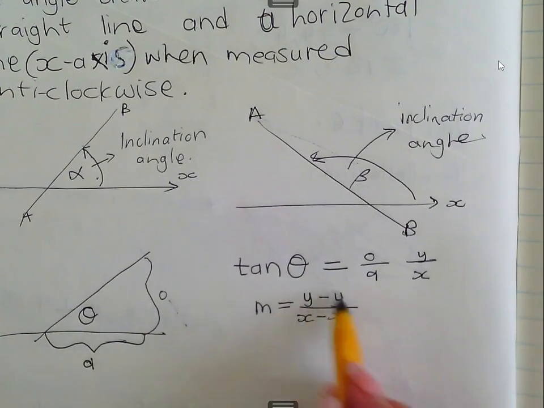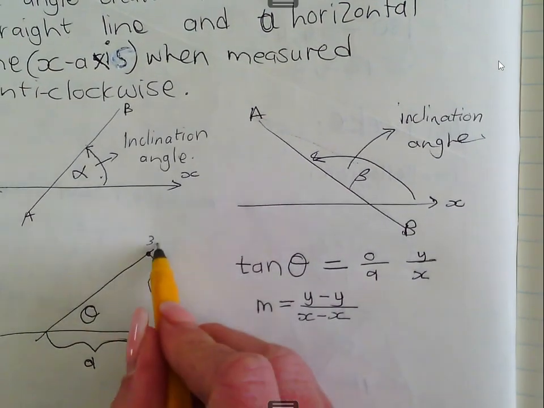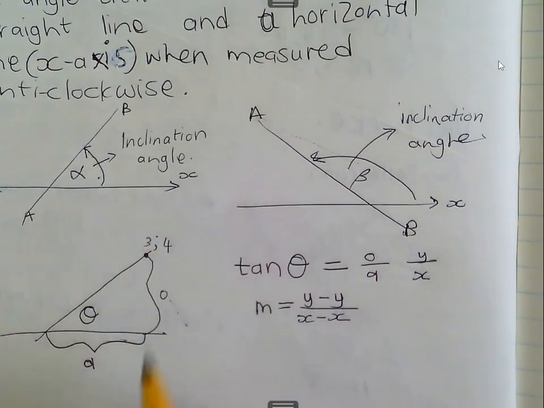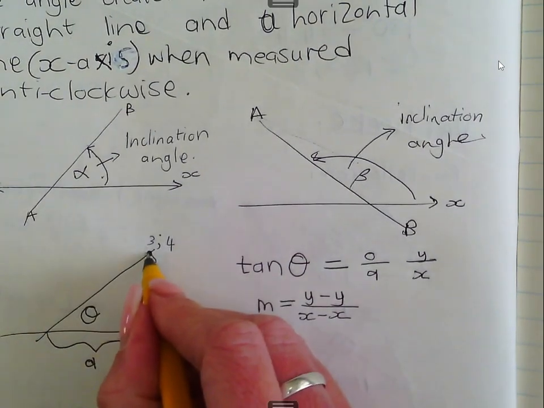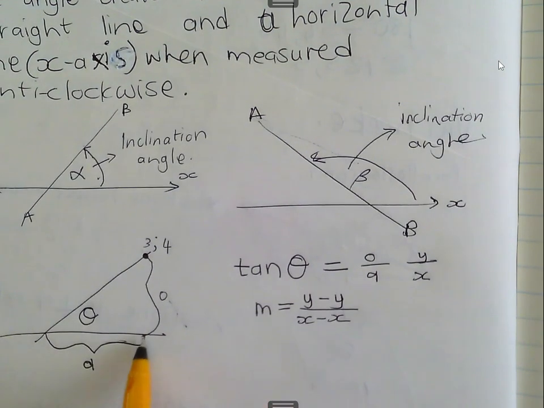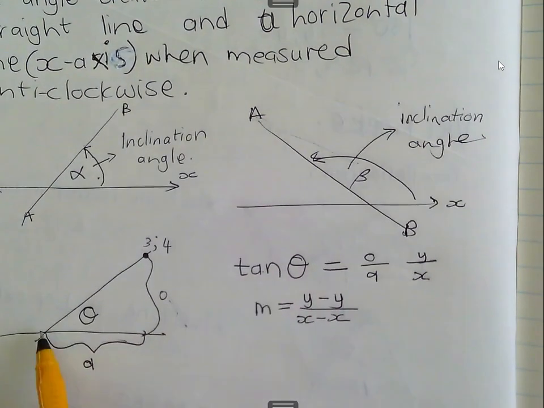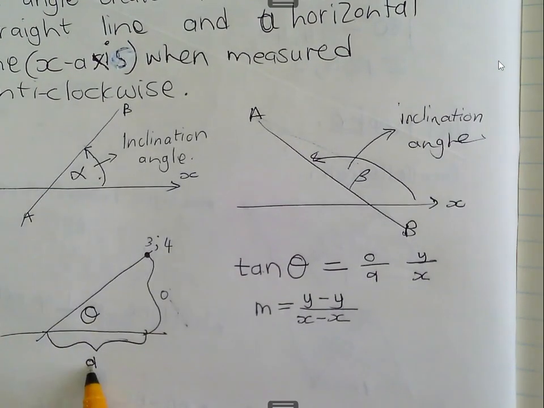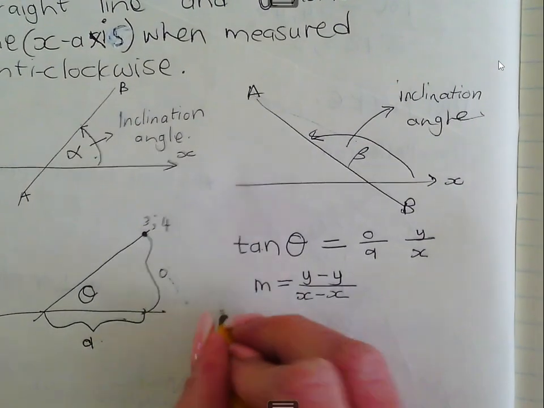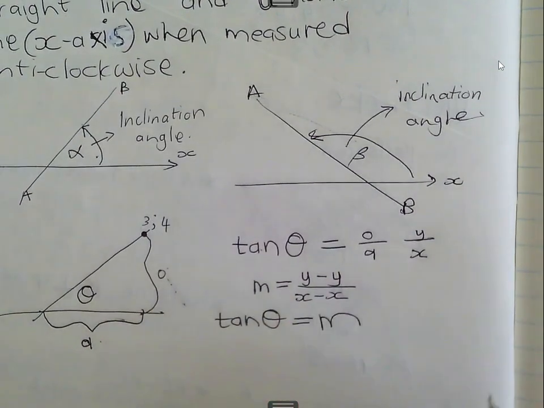The difference I'm referring to here, if that was a value of 3, let's say it's the point 3 and 4. The gradient would be 4 minus 0, divided by 3 minus 0, which would be 4 over 3. The tan would be opposite over adjacent, which is 4 over 3. And that's how we get to the formula for the inclination angle, that tan theta is equal to m.